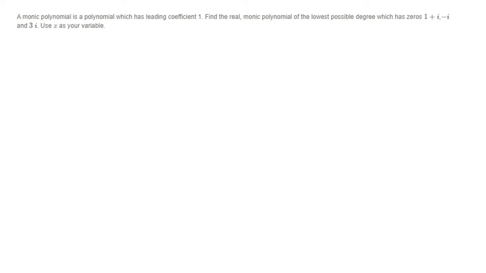So first note that the complex roots come in pairs. So if 1 plus i is a zero, that means 1 minus i is also a zero. And so what you do is you take the conjugate of each of the roots. So the conjugate of 1 plus i is 1 minus i. Okay, so that's the first one here. And then we have negative i. The conjugate of negative i is i. Finally, we have 3i. The conjugate of 3i is negative 3i.